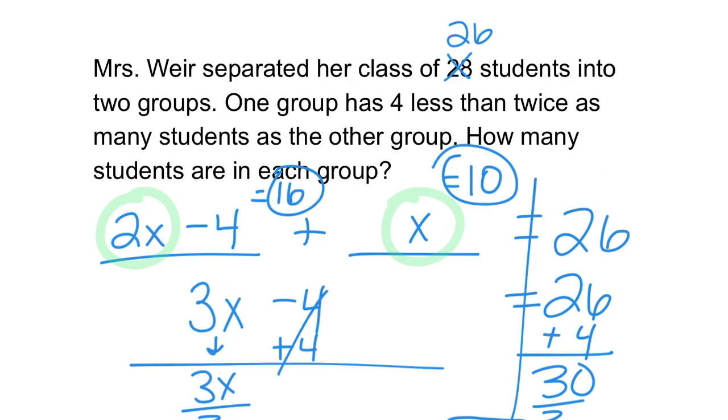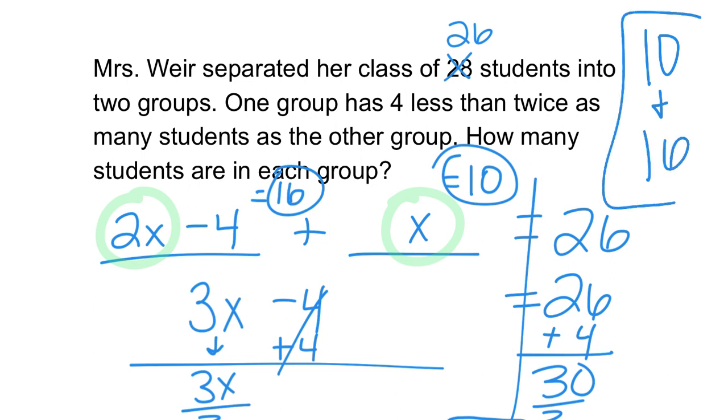And then the second one, you should have gotten 10 people in one group and 16 people in the other. And this would have been your equation for that. 4 less than twice as many would be 2x minus 4. The other group would have just been plain x. Together they made 26 people. And so 10 in one and 16 in the other would allow that to be true.